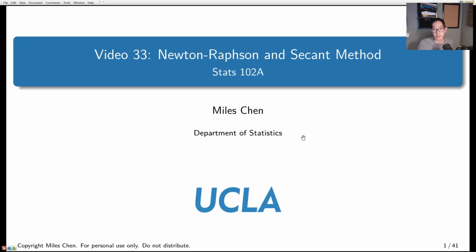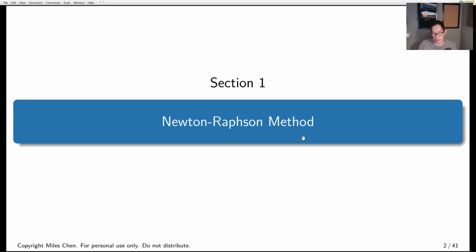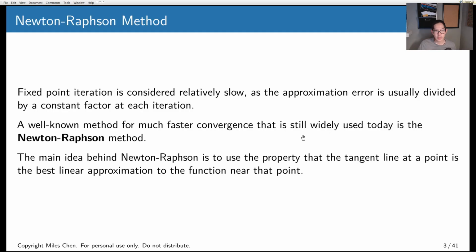Okay, let's continue talking about root finding methods. Our next root finding methods are Newton-Raphson and the secant method. Newton-Raphson uses the derivative and a tangent line to find the best linear approximation to the function, and uses that to help us find the roots.